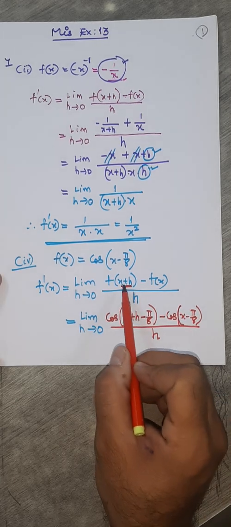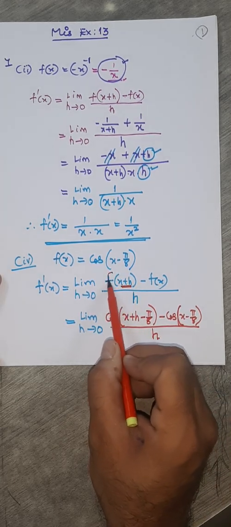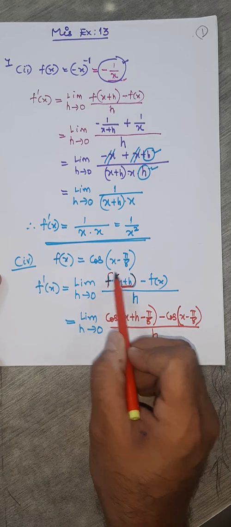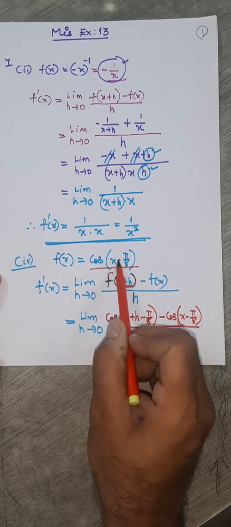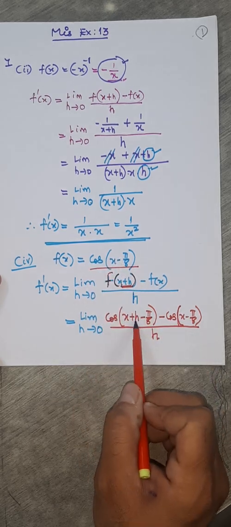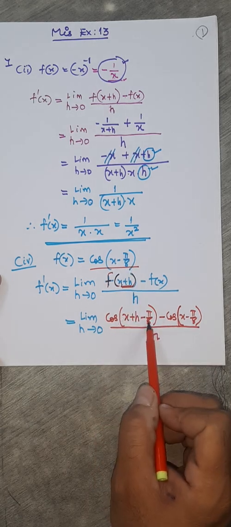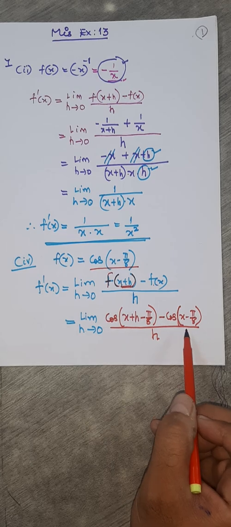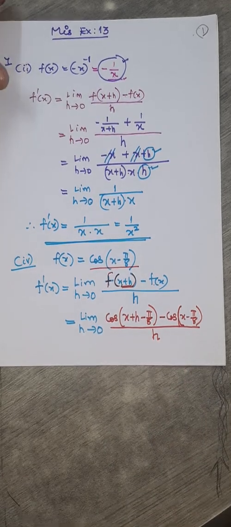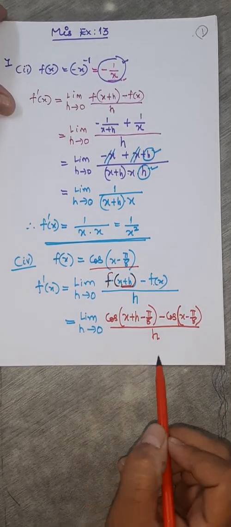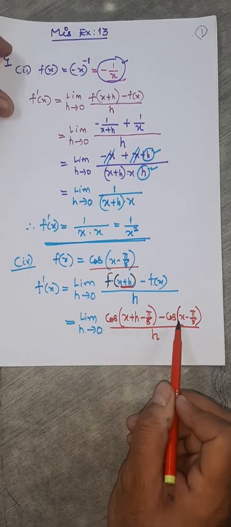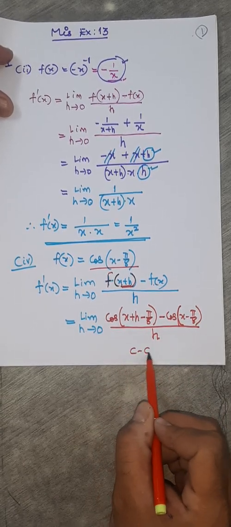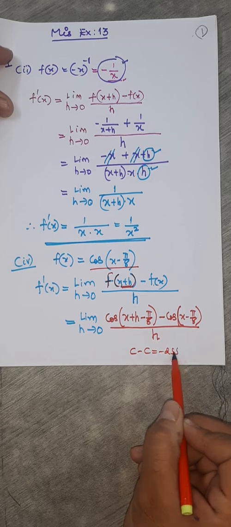What we do? We just put the value of f of x plus h. What's the meaning of this? In this formula, instead of x, you write x plus h minus pi by 8 as it is. And what is f x? Cos x minus pi by 8. Now, what's the numerator? As we did earlier, it is cos C minus cos D. What is cos C minus cos D? Minus 2 sin C plus D by 2 sin C minus D by 2. You know, it is the factor formula.